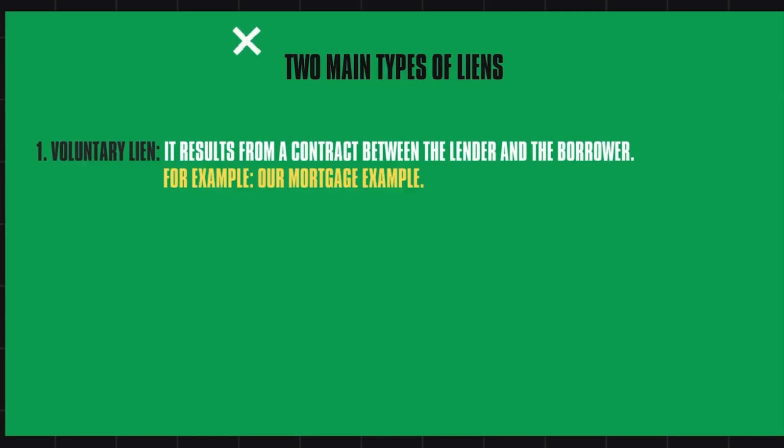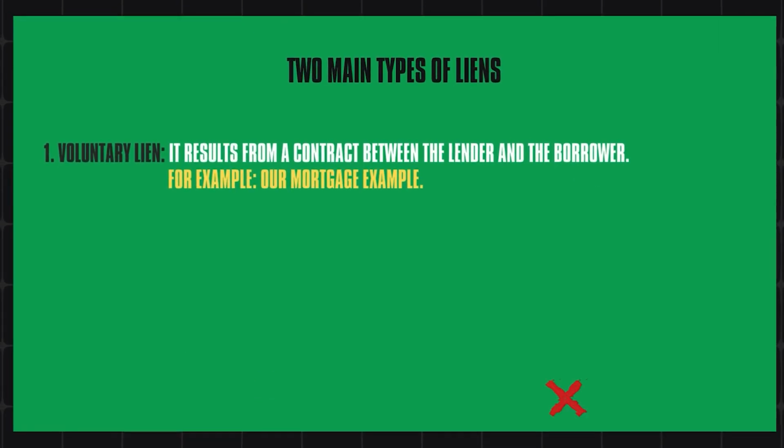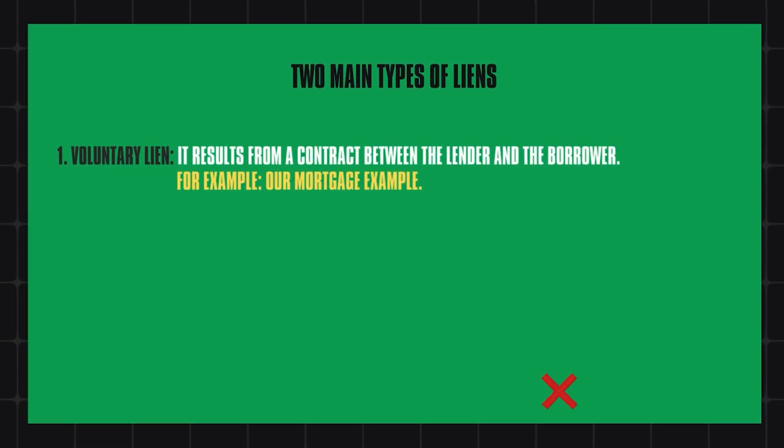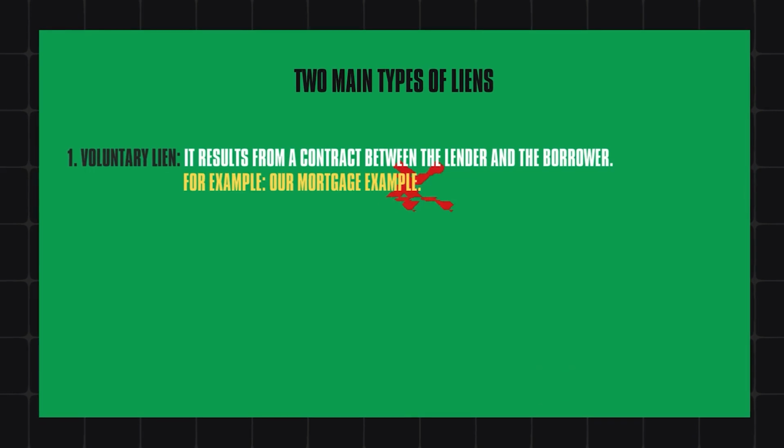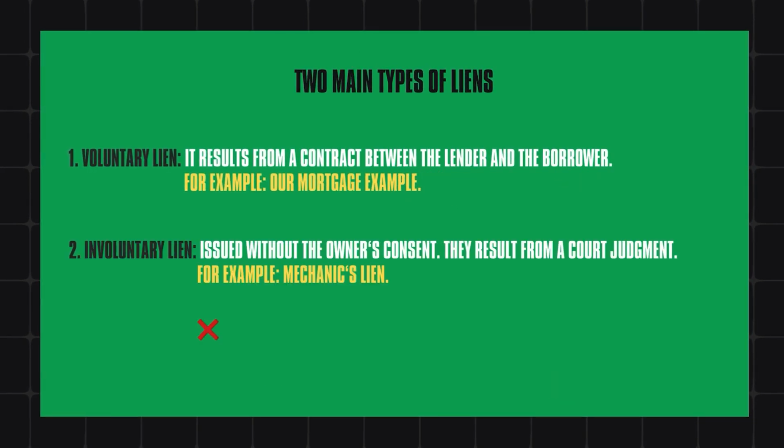You will need to know the 2 main types of liens, voluntary and involuntary. Voluntary liens result from a contract between the lender and the borrower, like in our mortgage example above. Involuntary liens, on the other hand, are issued without the property owner's consent. They usually result from a court judgment. A good example here is a mechanic's lien.